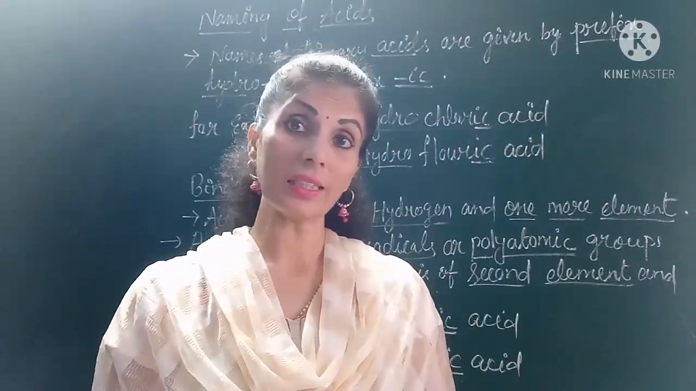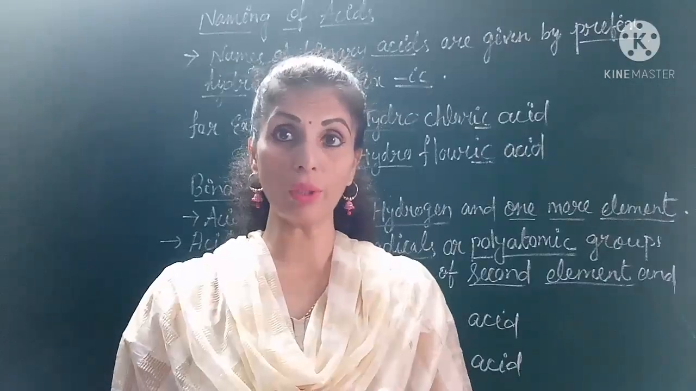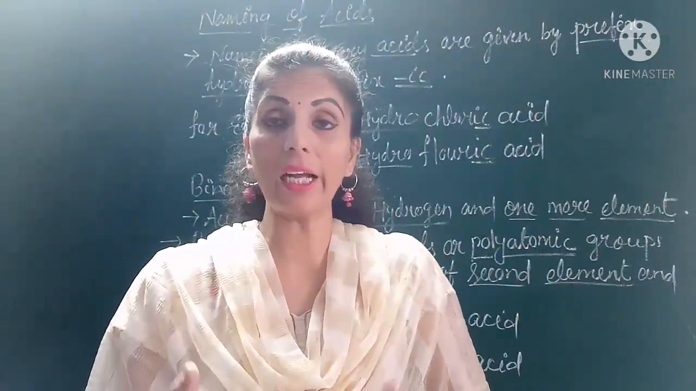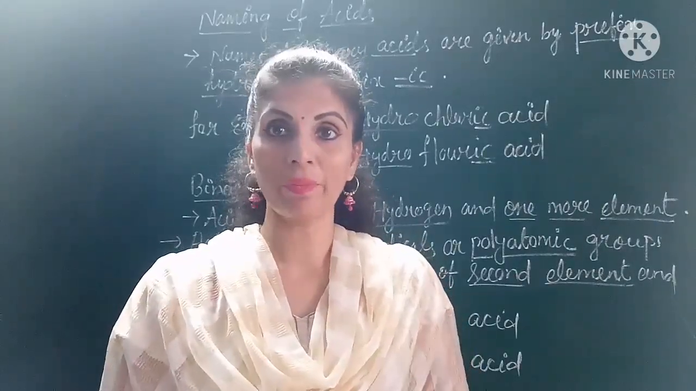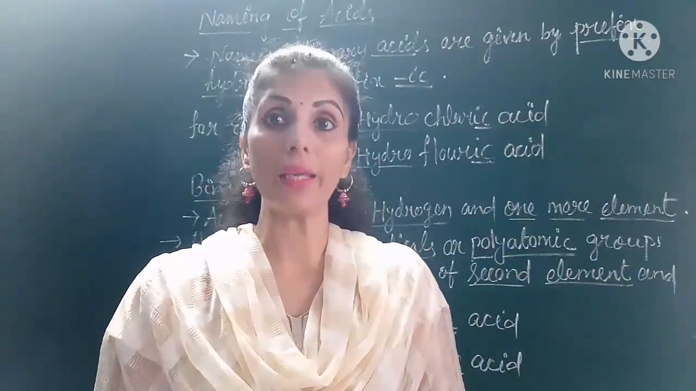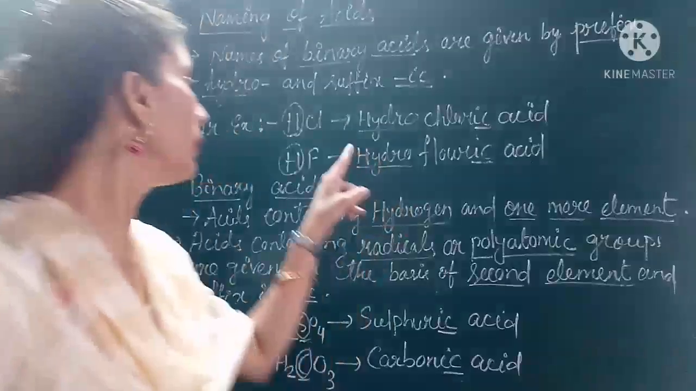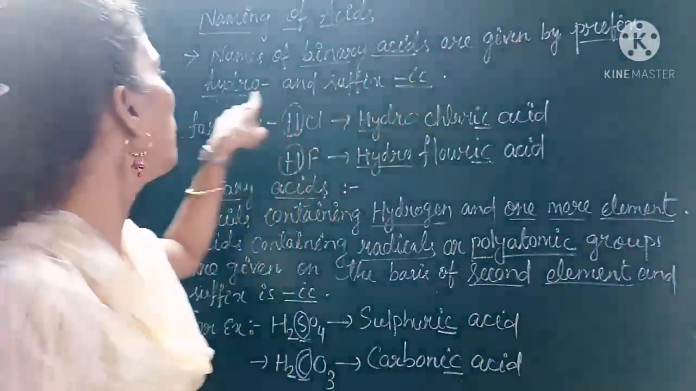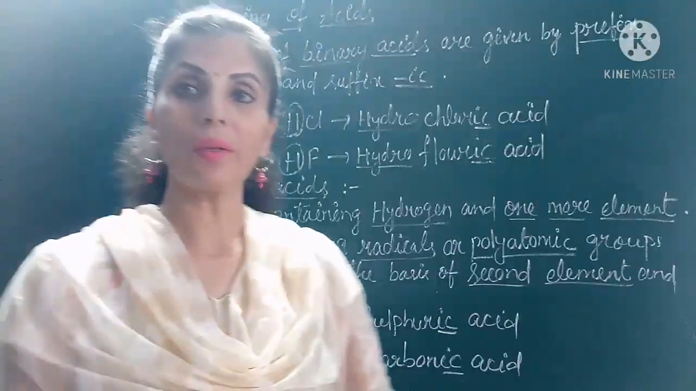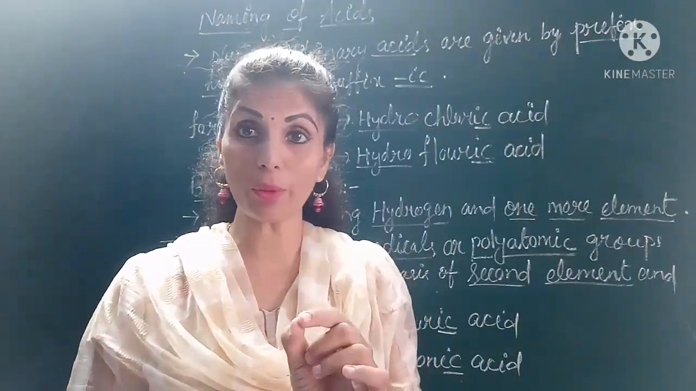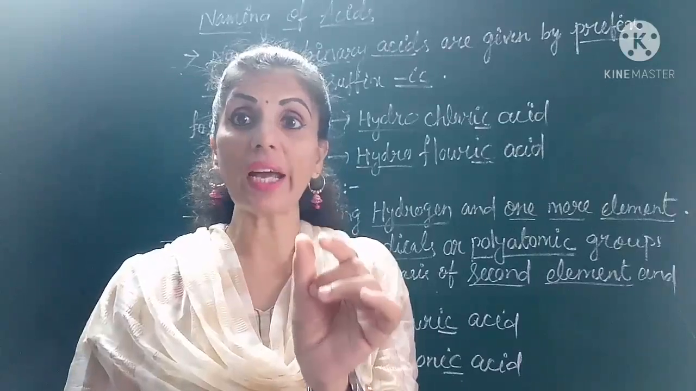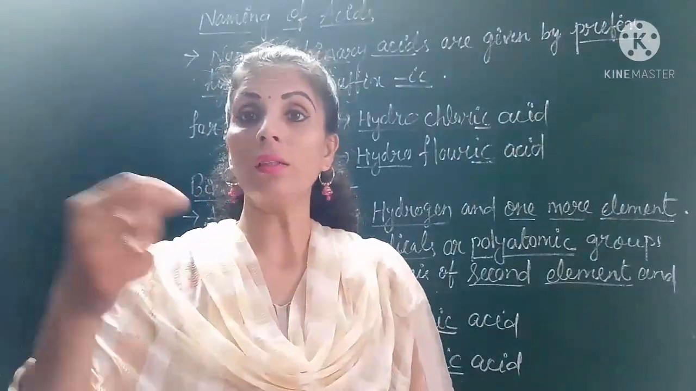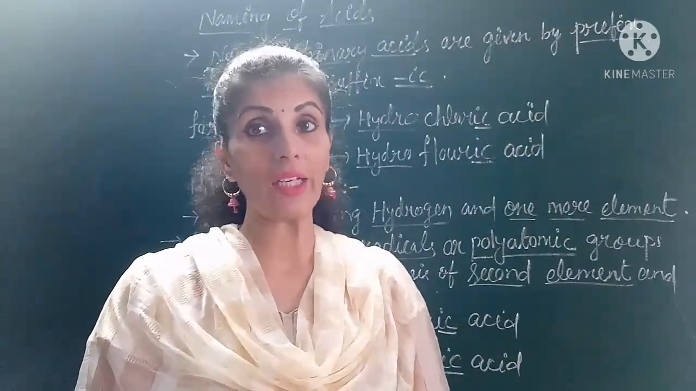So now, let's see how to name them. As I have told, hydrochloric, hydrobromic. How do you know how the name hydrochloric came? Let's see how the name came. Now see here. Names of binary acids are given with the prefix hydro. HCl means hydro. First hydro will come. That is called the prefix. After that, whatever the element is, that will come.